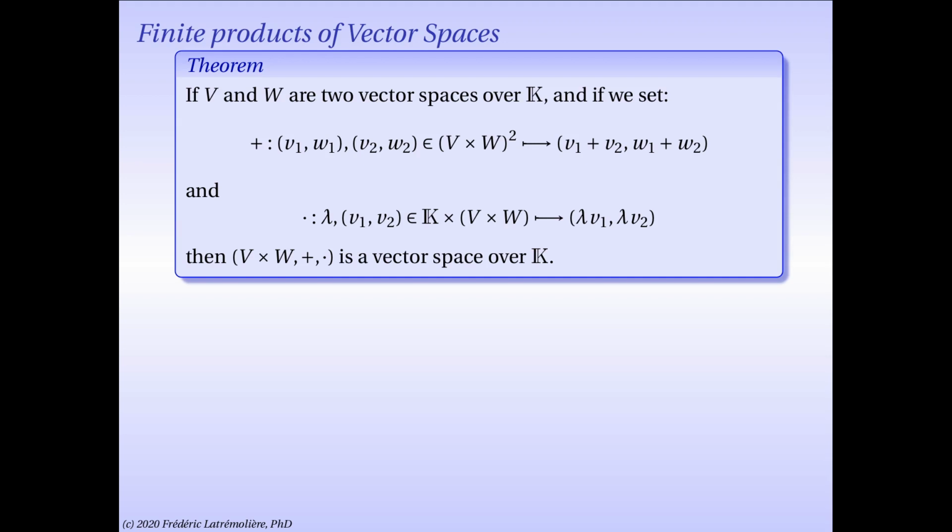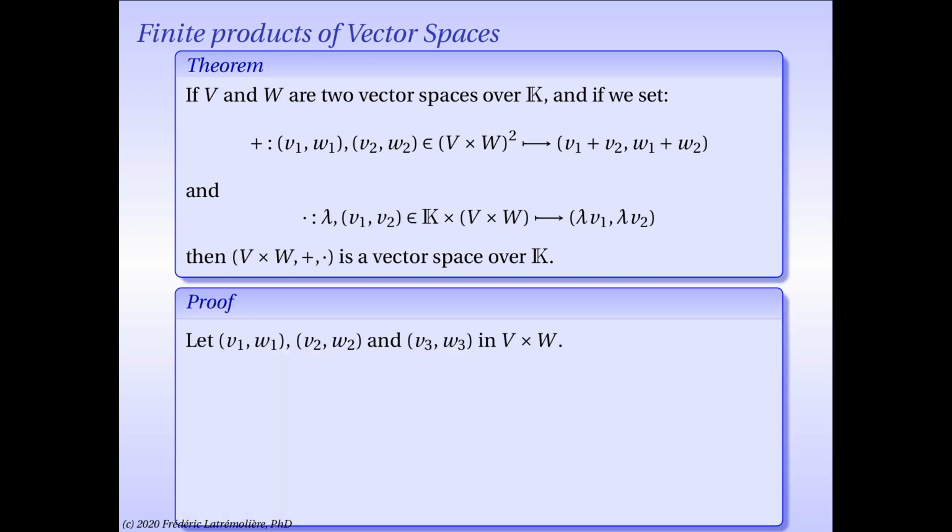So V and W are two vector spaces over the same field K, and we define an addition and a scalar multiplication essentially coordinate-wise, as written on the slide. For instance, if you take (v1, w1) and (v2, w2), two elements of V times W, then I define their sum as the ordered pair (v1 plus v2, w1 plus w2), where I added those vectors in V and in W respectively, and similarly with a scalar multiplication. Then I claim that the resulting object is again a vector space over K. We're going to look at some elements of the proof.